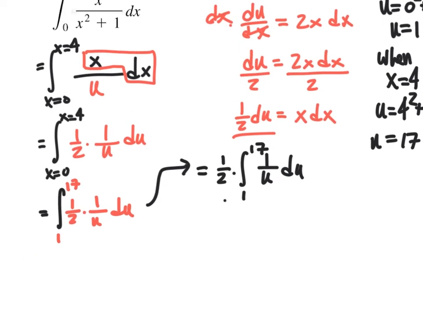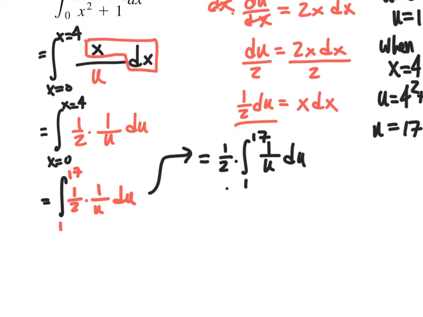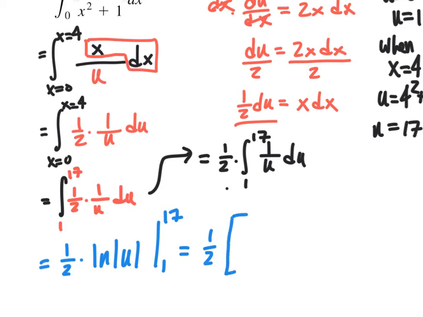If I were to evaluate this definite integral, it's going to give me 1/2 times the antiderivative of 1 over u, which is just the natural log of the absolute value of u, evaluated at 1 and 17. Watch what I do here. I'm going to leave my 1/2 way out front, so 1/2 times the entire thing. I'm going to take the natural log of the absolute value of 17 minus the natural log of the absolute value of 1.